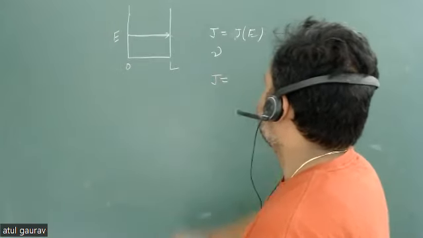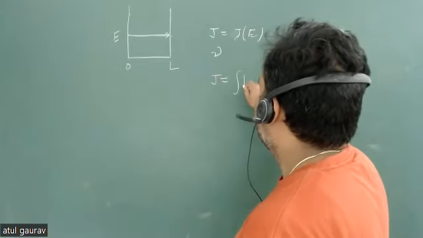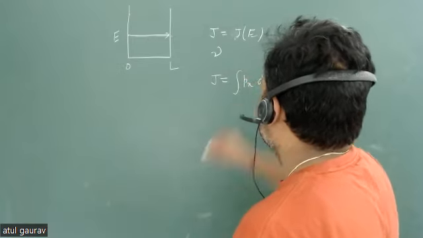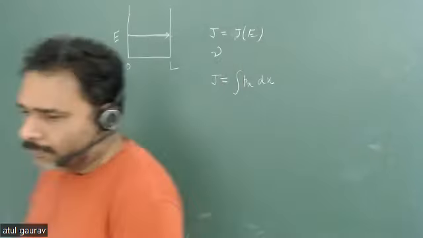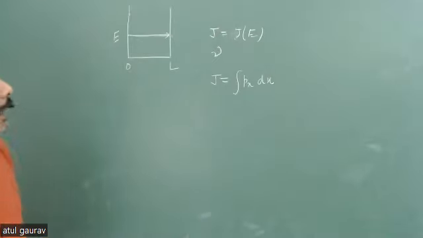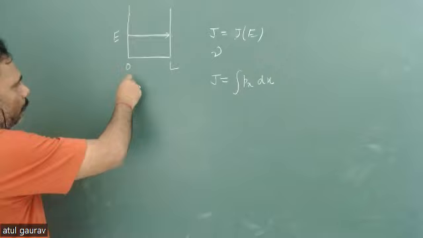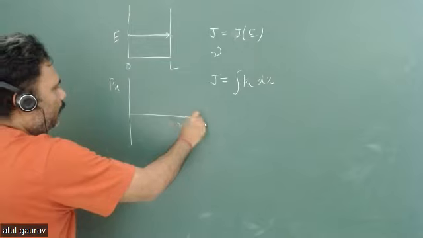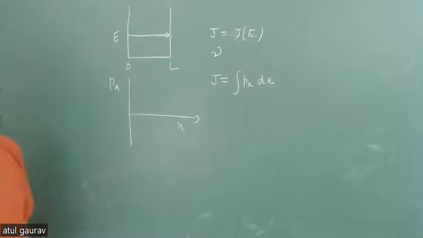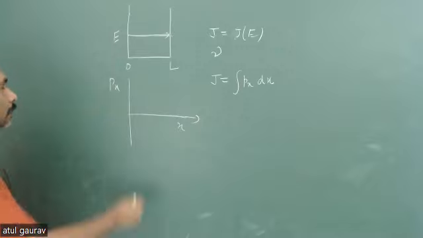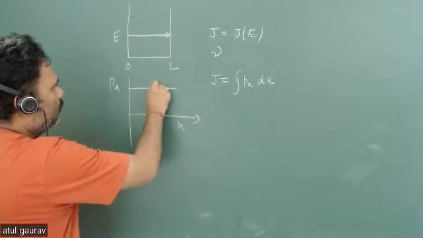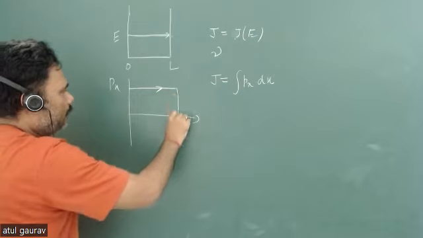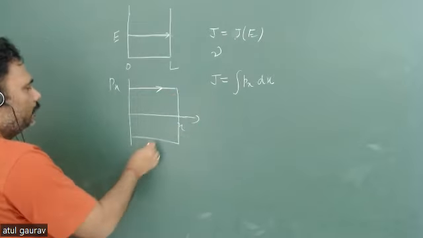What is your J? Root under px dx. Am I writing it correctly? And when you plot px versus dx, what kind of plot will this be? For a free particle, this is just a rectangular type of plot. It will go in this direction, and when it reaches L, it will go back, isn't it?